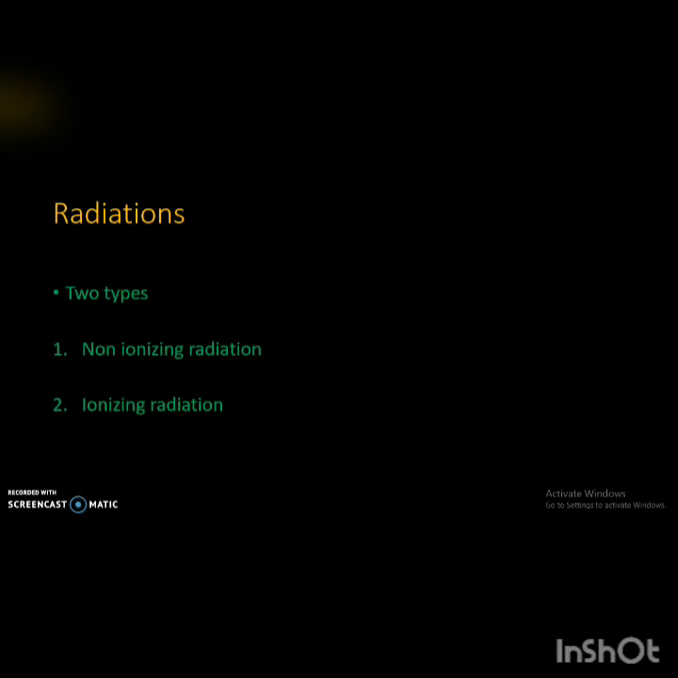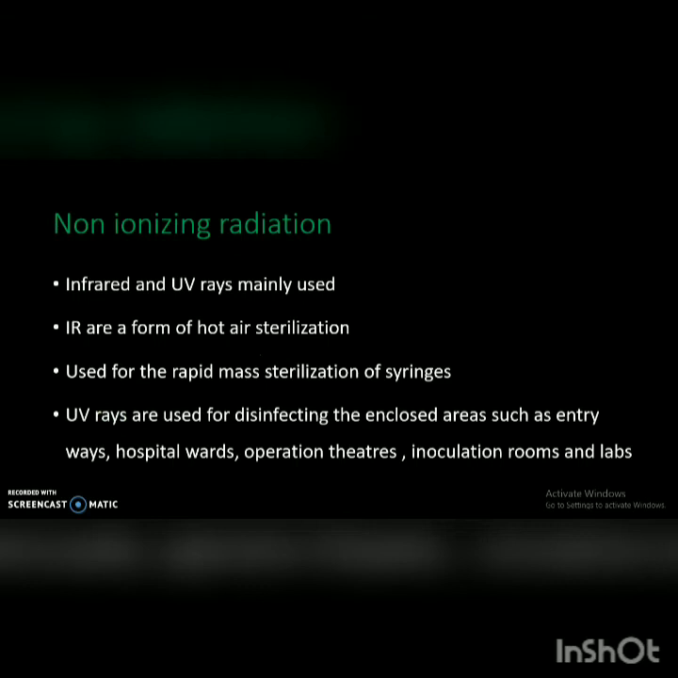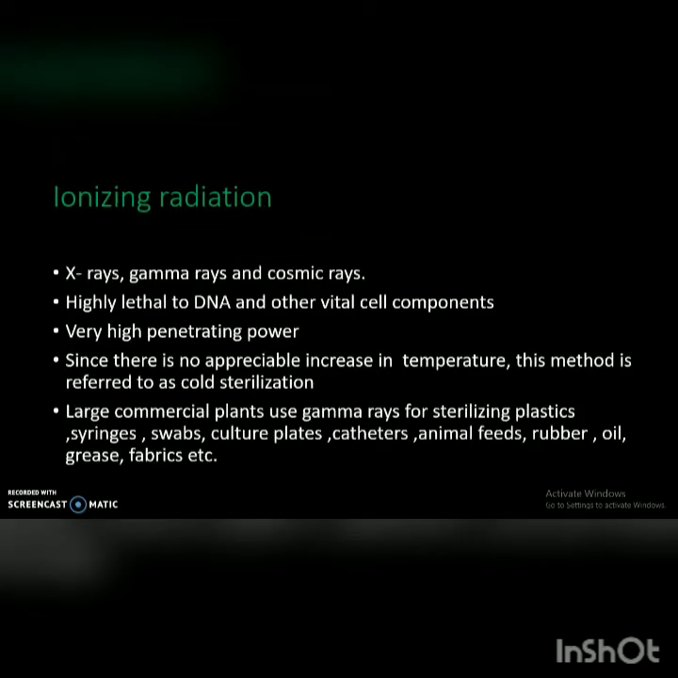Two types of radiations can be used: non-ionizing and ionizing radiations. First, we can see non-ionizing radiations. This includes mainly infrared and UV rays. These infrared rays give hot air sterilization. It is used for rapid mass sterilization of syringes. UV rays are mainly used for disinfecting enclosed areas such as entryways, hospital wards, operation theaters, laboratories, inoculation rooms, etc.